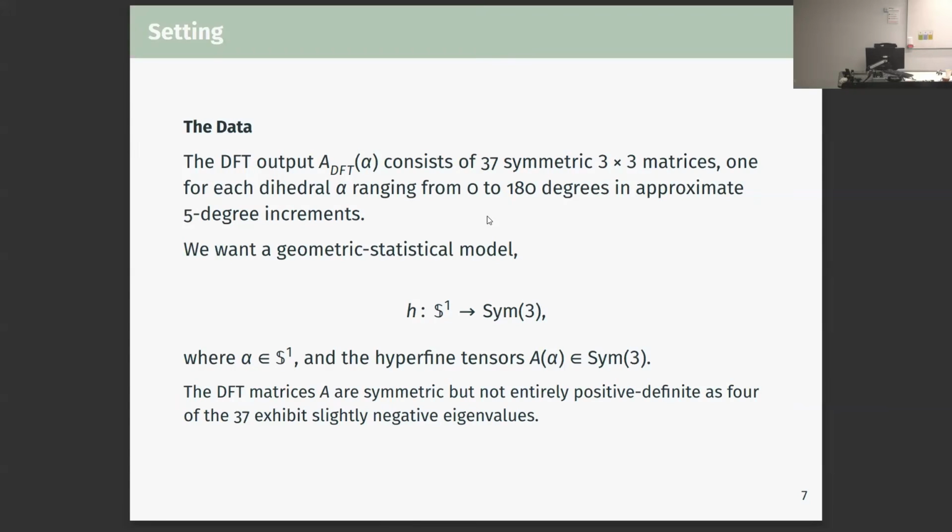So in sum, we want a geometric statistical model that maps from S1, or half of the S1 circle, to symmetric matrices. I'm saying symmetric in full generality because they're technically not positive definite, though they usually are. In this case, 4 of the 37 are not. They have a negative eigenvalue, ever so slightly. There is a pre and post step to get around that, but I'll cover that later.